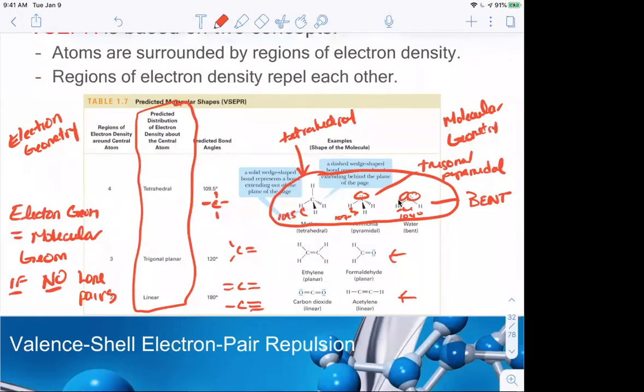So again, I really care about what carbon does. So these are the geometries that carbon makes, so we focus on these.